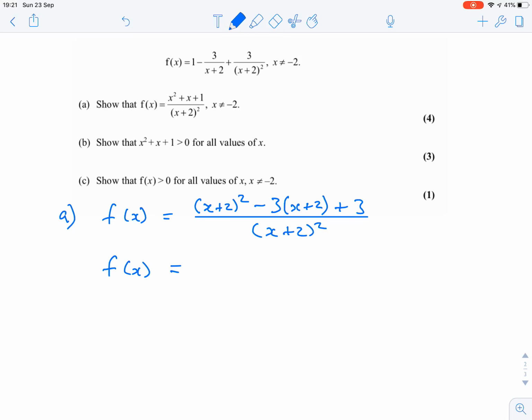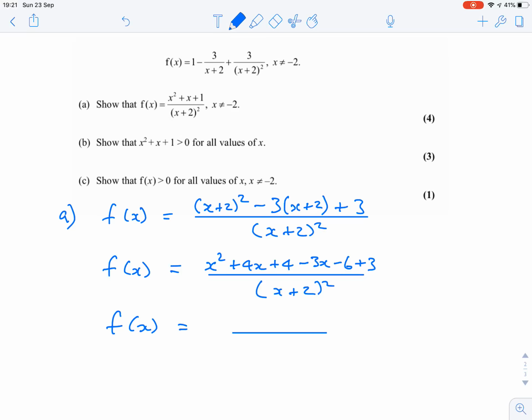(x plus 2) all squared is x squared, plus twice the product is plus 4x, plus the second one squared is plus 4. Minus 3 times x is minus 3x, minus 3 times plus 2 is minus 6, and finally we have the plus 3. So f(x) equals, we have an x squared, plus 4x minus 3x is plus x, plus 4 minus 6 is minus 2, and minus 2 plus 3 is plus 1. And that's what we were asked to show.